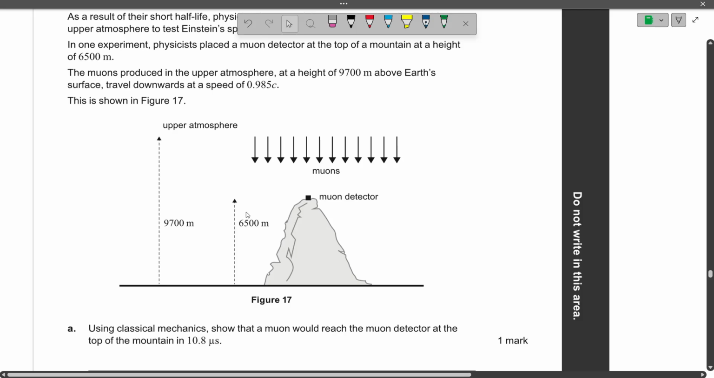Okay, so what's happening is you've got cosmic rays coming down, interacting with the atmosphere, and generating these muons. The muons continue their journey at speed 0.985 c, and they just continue down. Now we've got the upper atmosphere at 9,700 meters. There's a muon detector on top of this mountain, 6,500 meters. That's your setup.